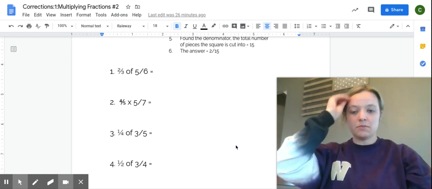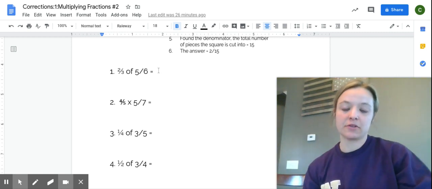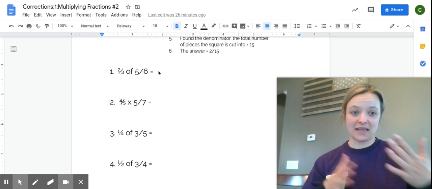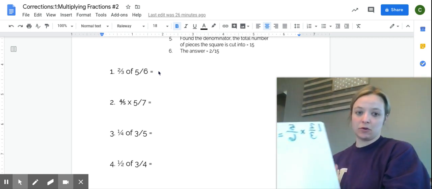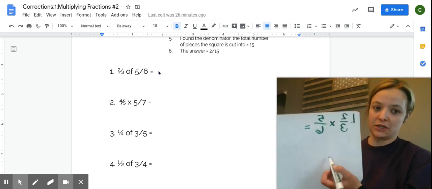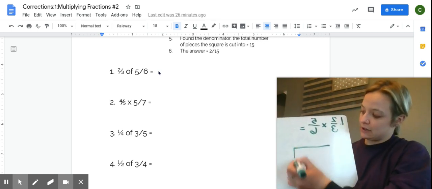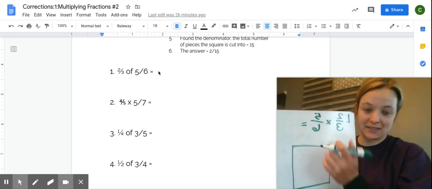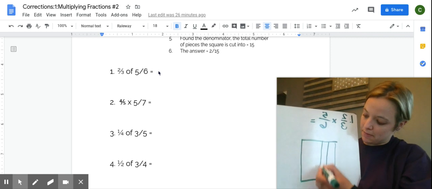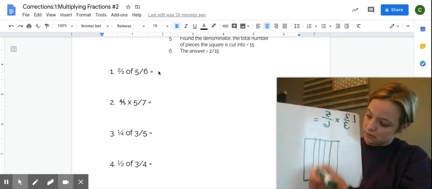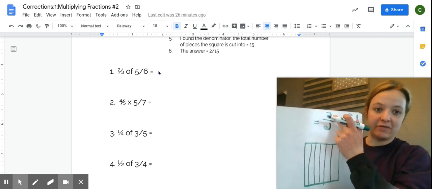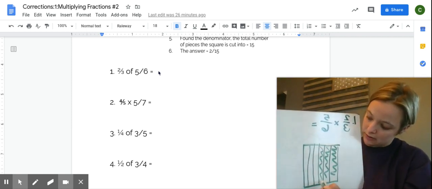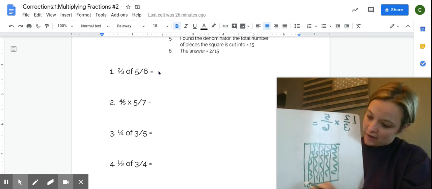Okay, so number one, we look here, it says 2/3 of 5/6. Remember, we want to know if we have 5/6, how much would 2/3 of that be? So you're going to have your whiteboard and you are going to first write the equation. I have my square. I need to look at that fraction, 5/6. My denominator 6 tells me how many pieces to cut my square into. And then I care about 5 of them. So I'm going to shade in 1, 2, 3, 4, 5.